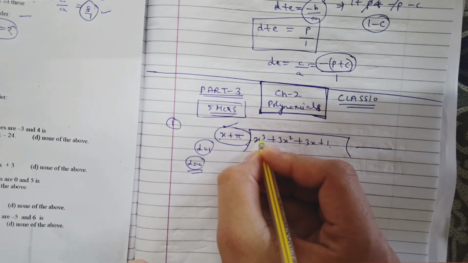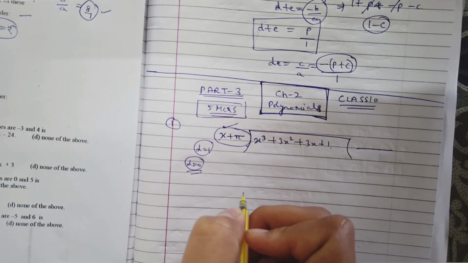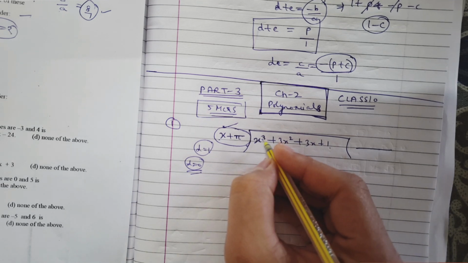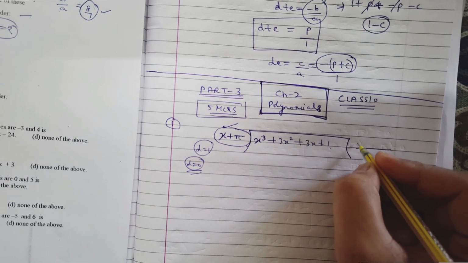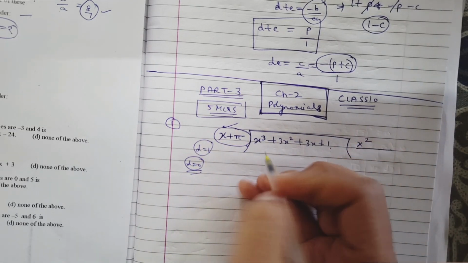Here we have x cube and we have to divide by x plus pi. So how can we make the x cube? By multiplying x with x square. So we multiply x plus pi with x square, and here we get x cube.